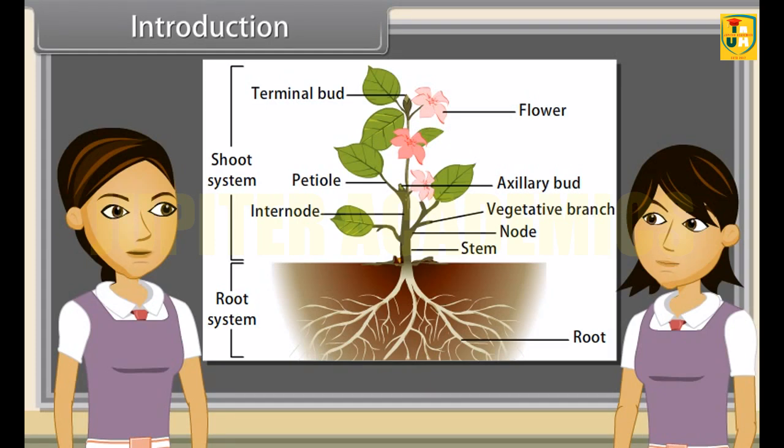In Greek, morphology (morphos means form and logos means study) deals with the study of forms and external features of plant parts. When we observe a plant, we see that every plant has roots, stem and leaves. Plants also have flowers and fruits.